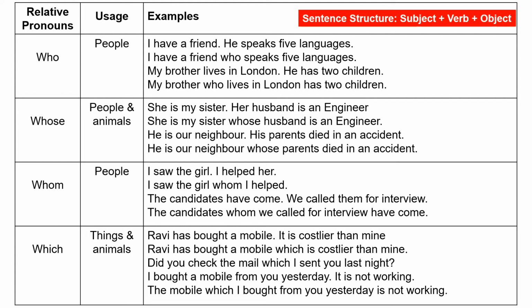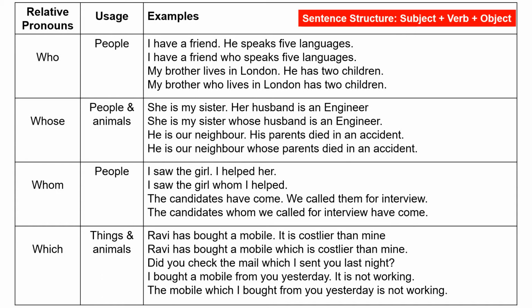Next example. He is our neighbor. His parents died in an accident. Now we will use whose to connect these two sentences. He is our neighbor and in the place of his we use whose. Whose parents died in an accident. Whose is used for possession. So her husband becomes whose husband and his parents will become whose parents.